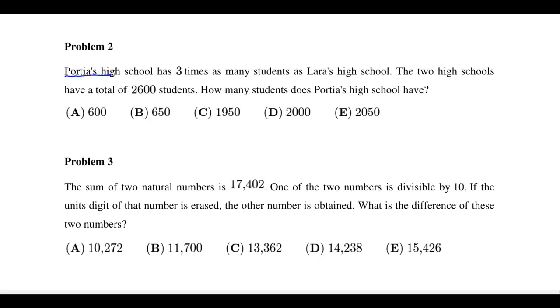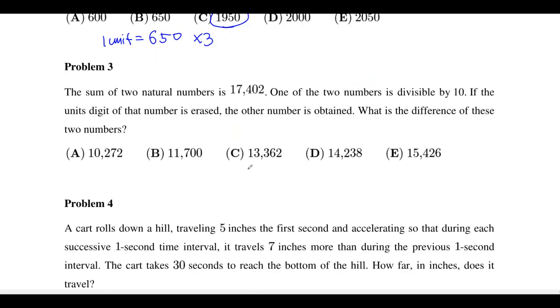Portia's high school has 3 times as many students as Lara's. If Lara's is X, this is 3 times X. That's the ratio, per unit. When you divide by 4 units, 1 unit has 650 students. So Portia's is times 3, which is 1950. That's true. That's the answer. That is number 2.